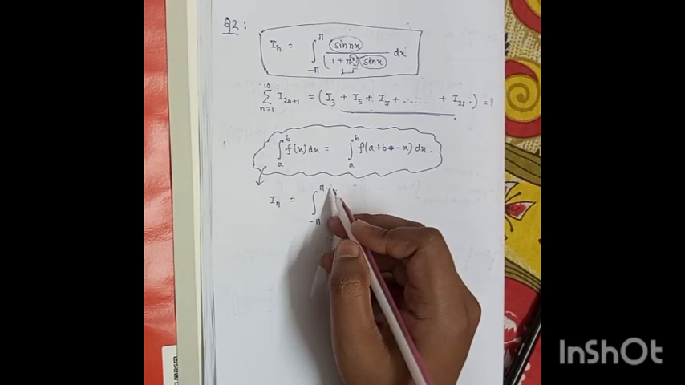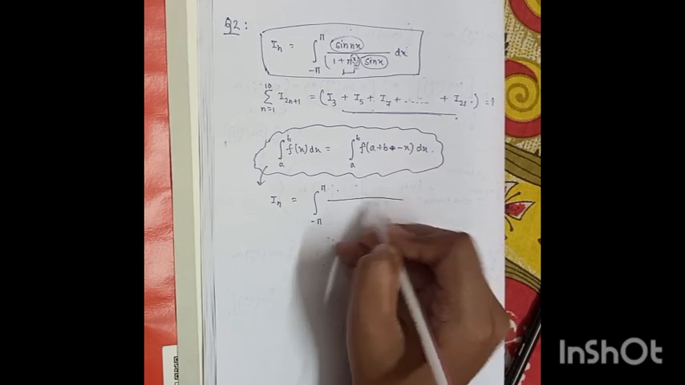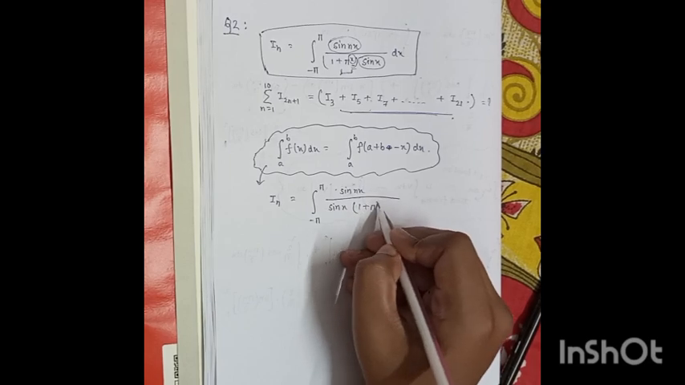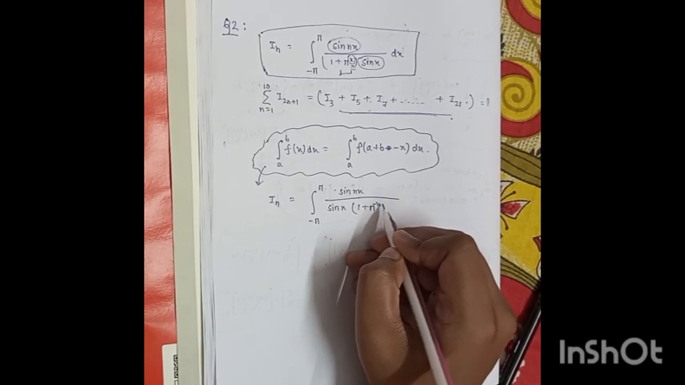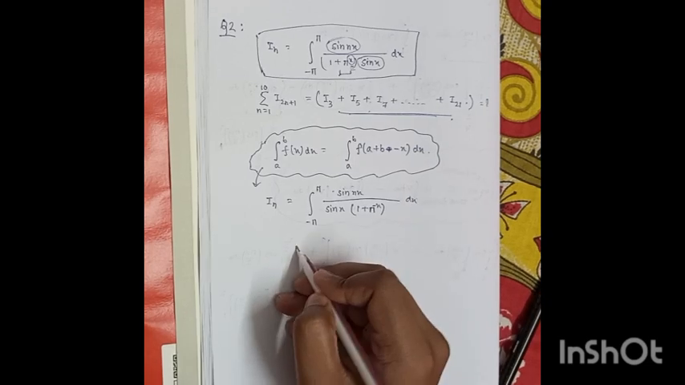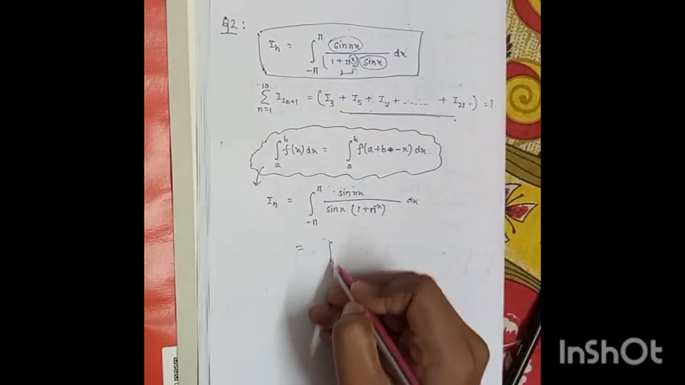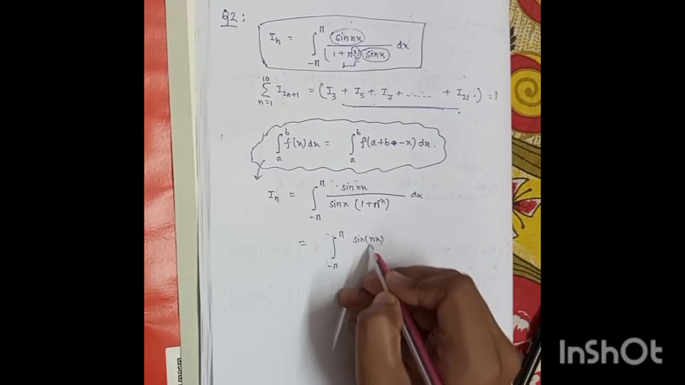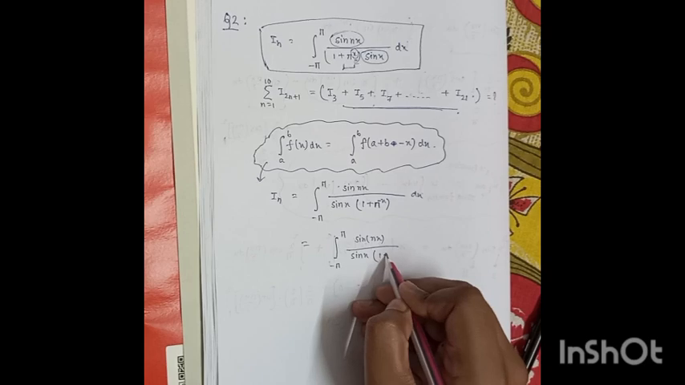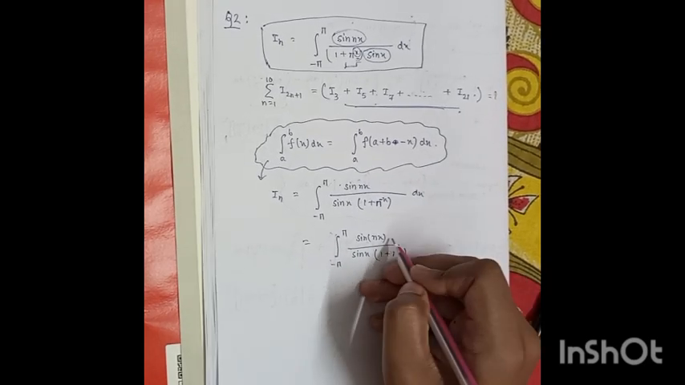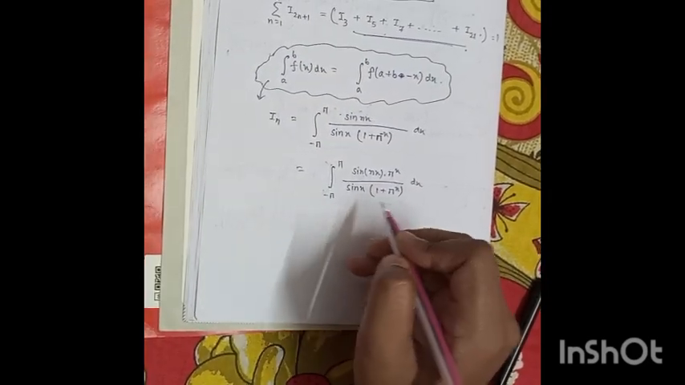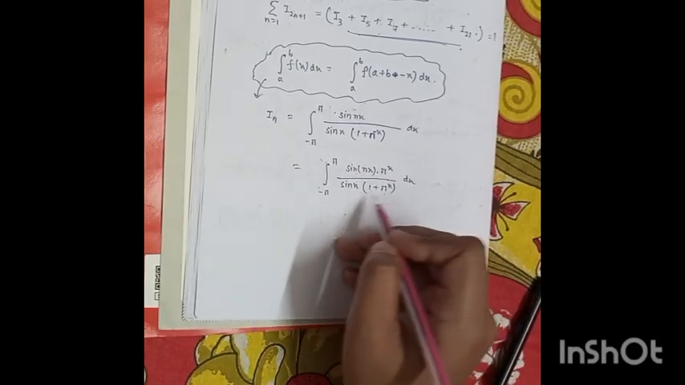So applying this, we get In equal to integration from minus pi to pi, sine nx by sine x as it is, then 1 plus pi to the power minus x into dx. Now this we can simplify as sine of nx by sine x into 1 plus pi to the power x, and also the pi to the power x in the numerator. So this part we can simplify as this.